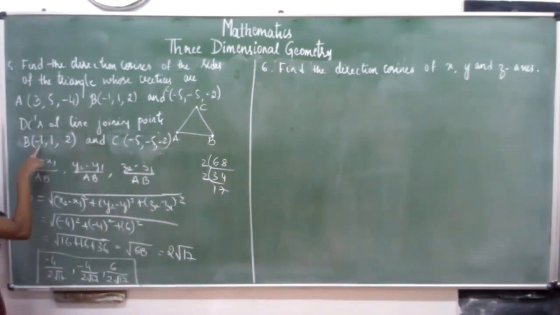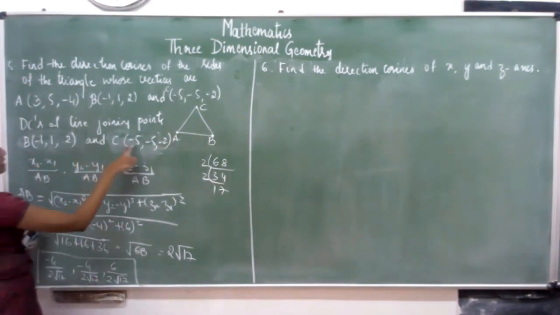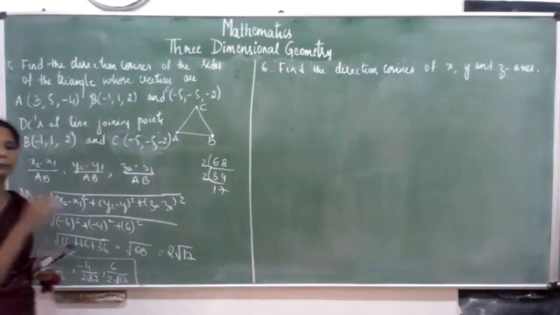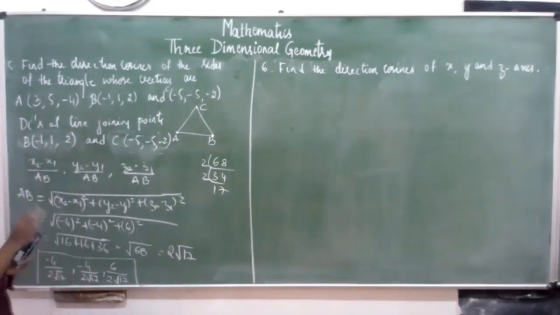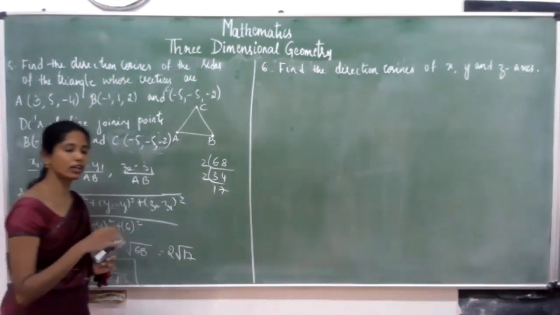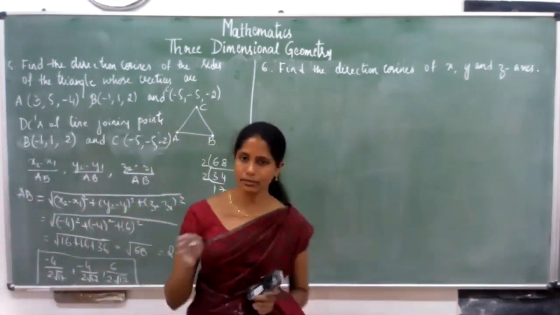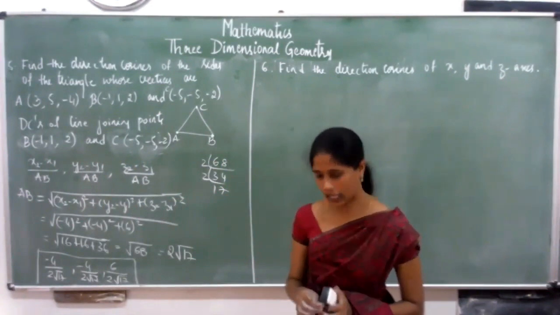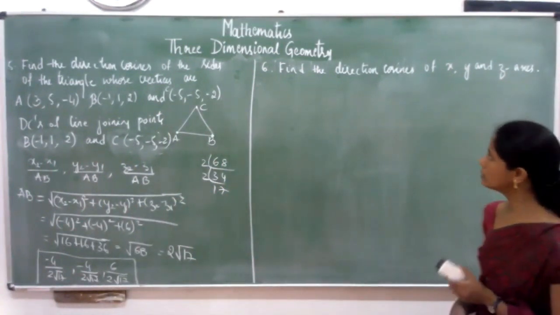So you should consider now this as x1, y1, z1 and x2, y2, z2. Here you are going to write BC. Similarly, you should find it for BC, means direction cosines for the line joining BC, and also for C. This I leave for your assignment, that is finding the direction cosines for the line joining BC and for the line joining the points C and A. Moving on to the next problem.